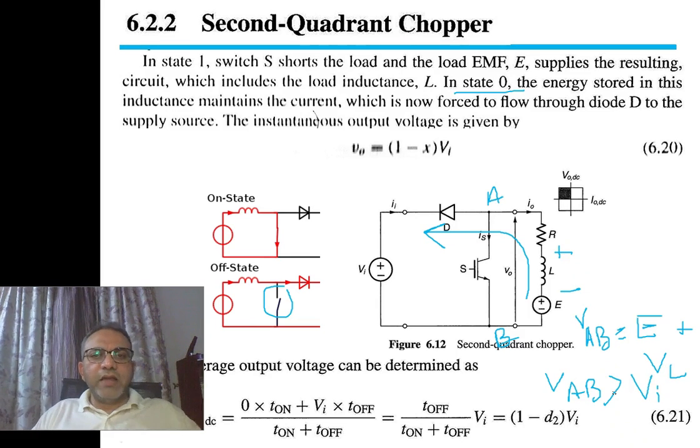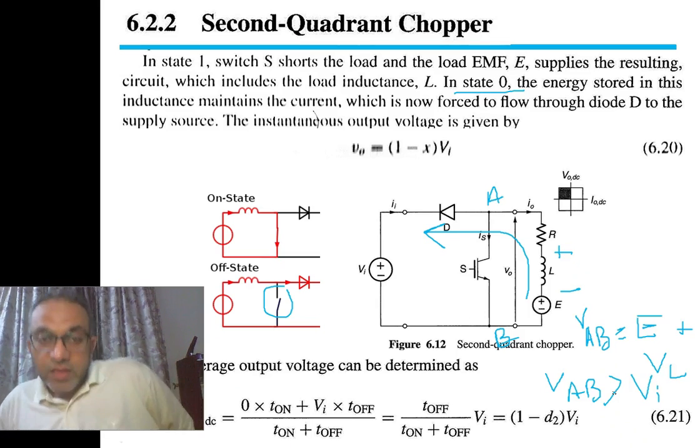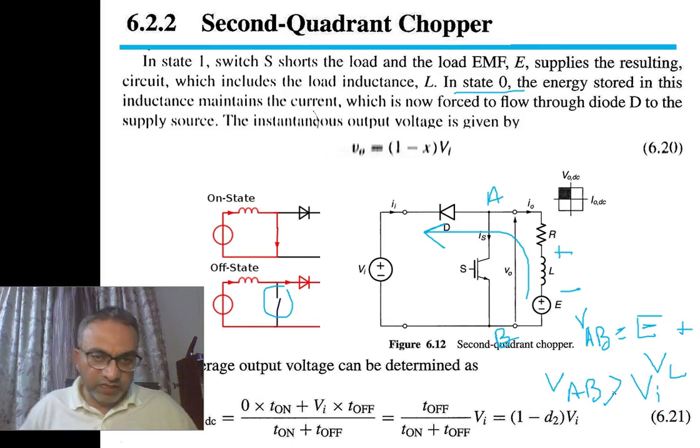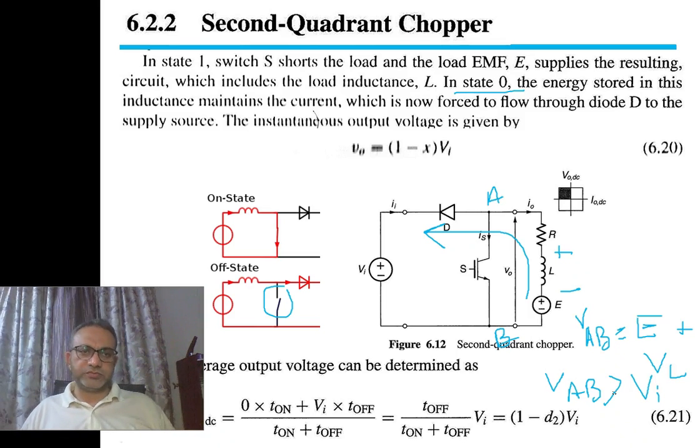So by the help of switch S and by the help of diode D, we are transferring energy from the load into the source. There's only one mechanism by which current can flow from the load to the source: we make the voltage VAB larger than the source voltage, and when we achieve this, current flows in the opposite direction as indicated by diode D.